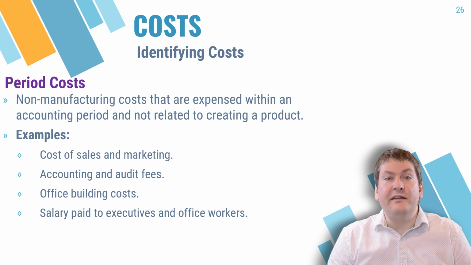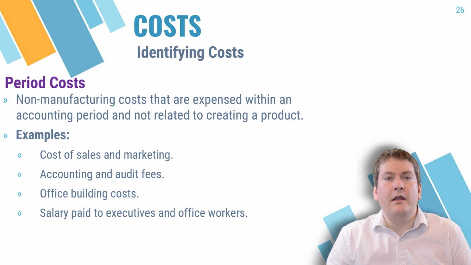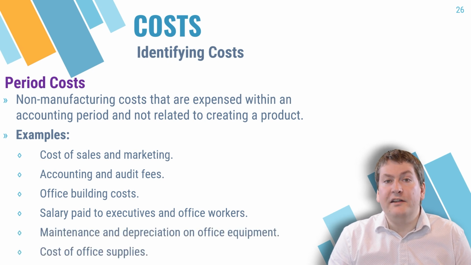The cost of maintenance on office equipment, as well as depreciation, for example, on a photocopier, as well as the cost of office supplies, would also be period costs. Essentially, anything that's not tied directly to a unit of your product or indirectly to a unit of your product is going to fall under your period costs.